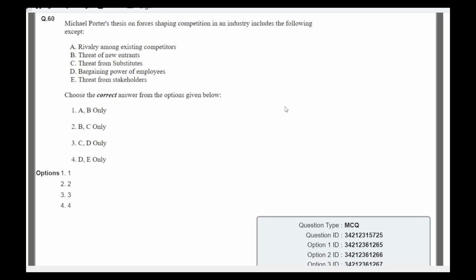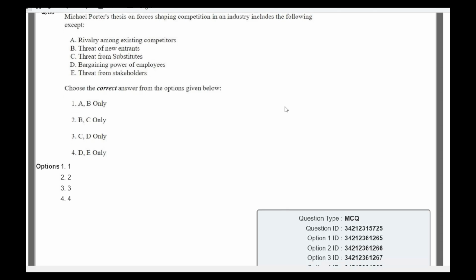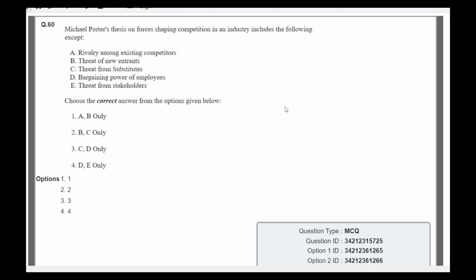Question number 10. Michael Porter. So Michael Porter, it's an exceptional type of question. Sometimes we don't expect these kinds of questions, but yeah. Still you can answer this question using educated guesses, not random guesses. For example, he has asked about forces shaping competition. So what are the forces that can shape competition in an industry? और पूछा है कि कौन सी नहीं कर सकती इनमें से. The answer should be this, D and E.